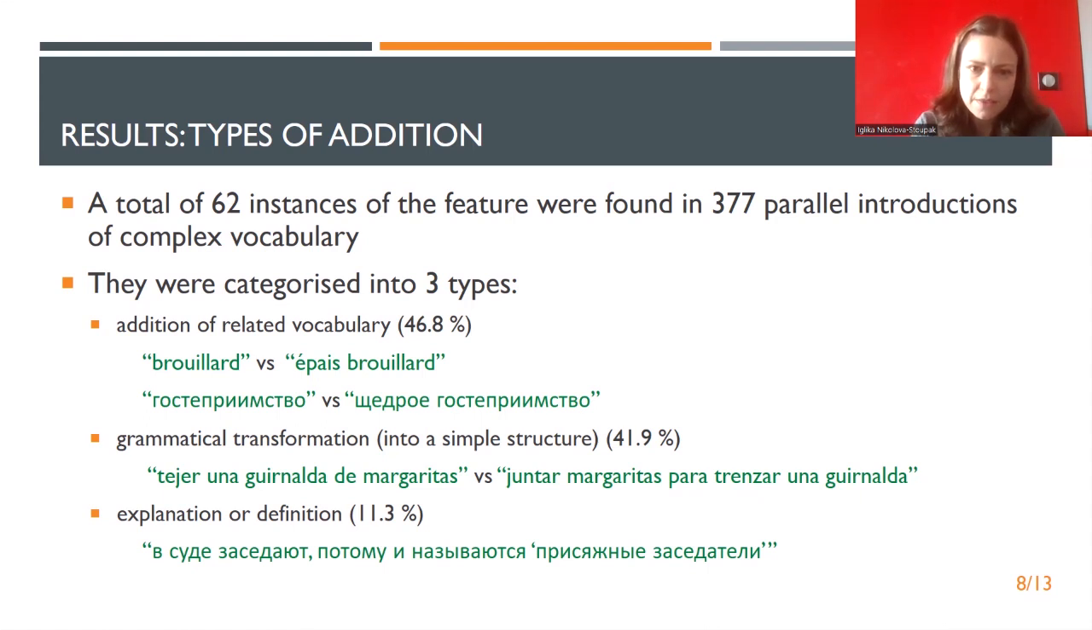child. And then the rarest percentage of cases was of an actual verbal explanation or definition, such as this addition in the Russian text, which, by the way, tended to be freer, less based on full versions. Суди заседаят, потому и называют се присяжни заседатели. So this is a bit of maybe not a pun, but an explanation of what the word means. So they sit in court. That's why we call them like people who sit in court or the jury.